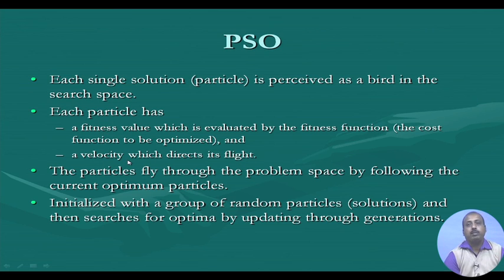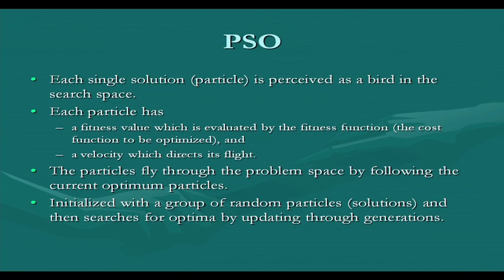If it is an n-dimensional space, then for each dimension it has a velocity. That will be updated at every step, and for each direction the velocity will be determined. The particles fly through the problem space by following the current optimum particles, and are initialized with a group of random particles, that is random solutions, and then search for optima by updating through generations.